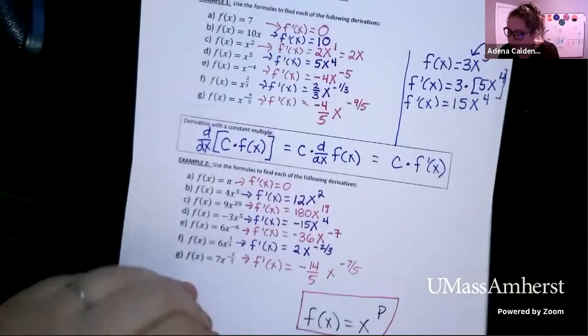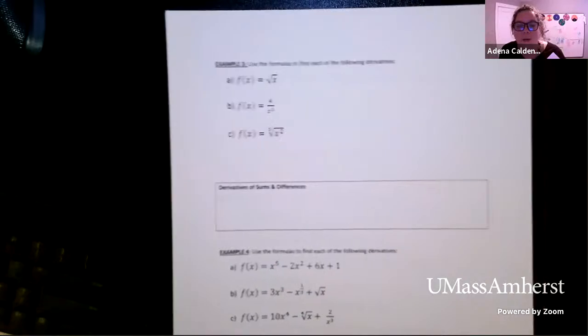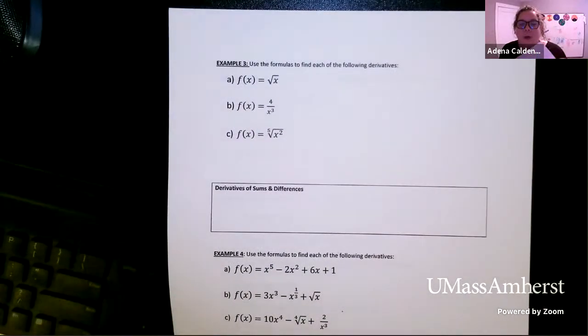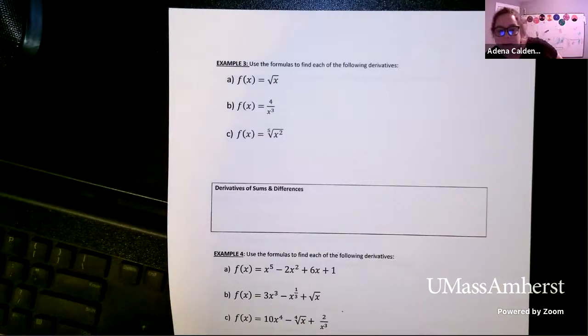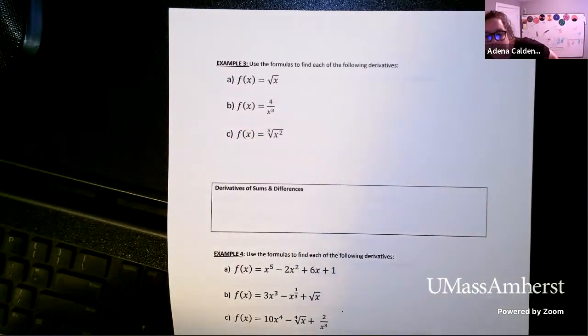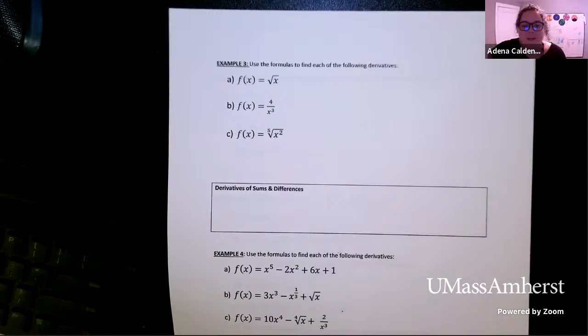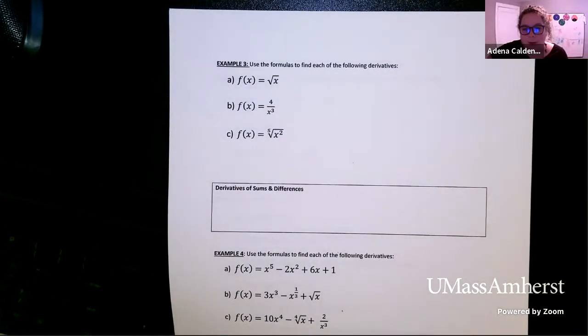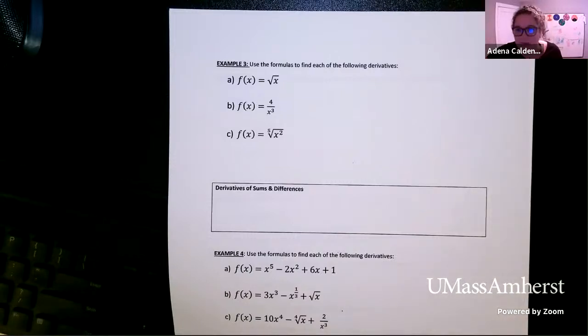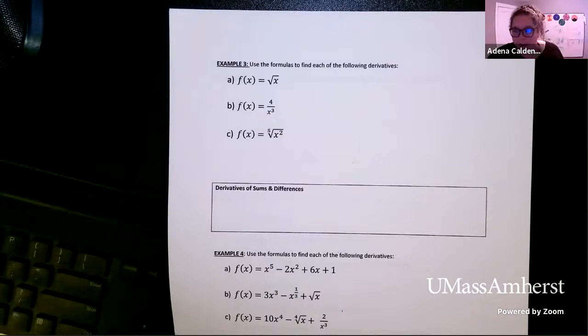Okay, so here are the 3 problems we're going to look at. A is the square root of x, B is 4 divided by x cubed, and C is the 5th root of x squared. So for all of these, the first step is going to be to rewrite these into a form that is x raised to some number. And I will say for the second one, you cannot take the derivative in the denominator. So that's why we have to rewrite this. We have to figure out how to get that x cubed term up and out of the denominator.